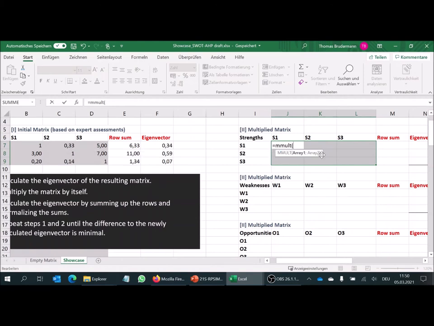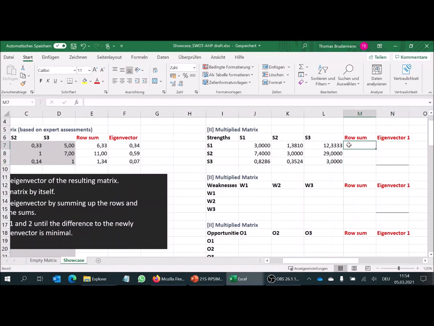The first argument here is the matrix. And the second argument is also the matrix, because we multiply the matrix with itself. Okay, and then there's also a trick how to fill now the entire matrix with values. I press Ctrl, Shift, and Enter.